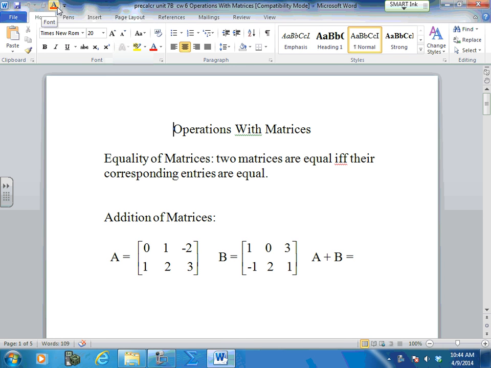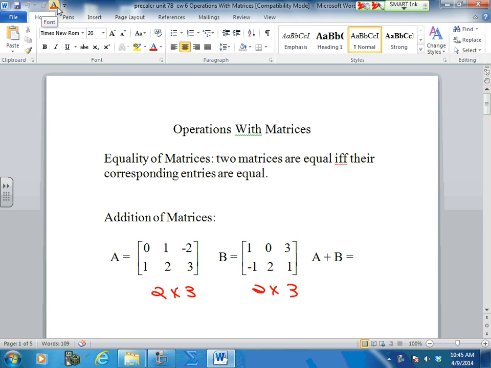Adding two matrices. Two matrices are called matrices, like radius, radii. So if we're adding them, they have to be equal. They have to be the same order. This is a 2 by 3, so this has to be 2 by 3.